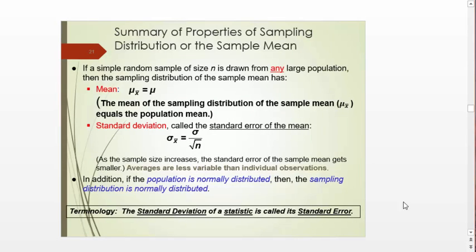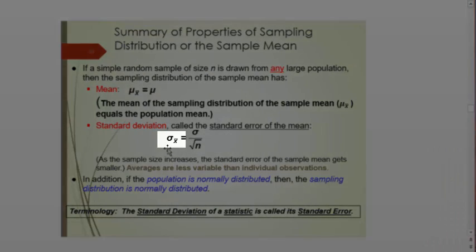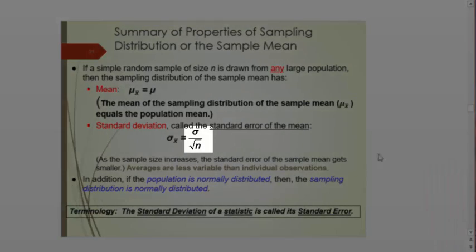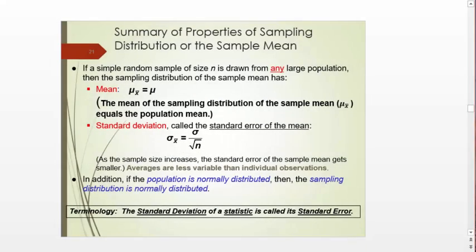The standard deviation, called the standard error of our sampling distribution of the sample mean for samples of size n, has the symbol sigma sub x bar. That will always equal sigma divided by the square root of n. As the sample size increases, the standard error of our sample mean gets smaller. That is, we have less variability in there. As our sample size increases, our guess gets better.